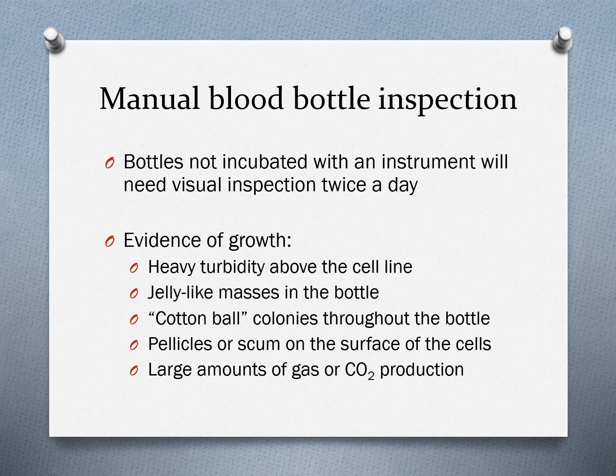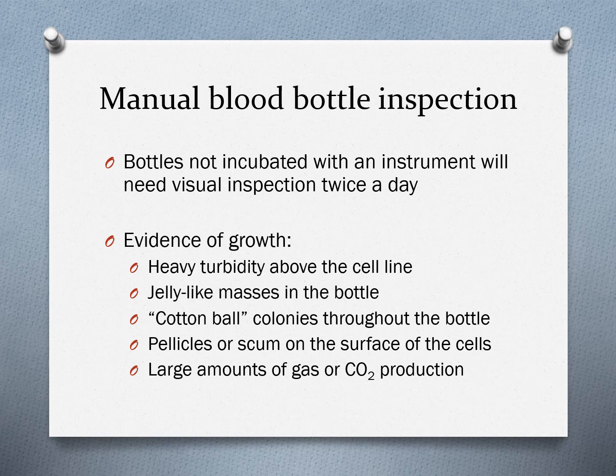Sometimes you can tell a bottle is growing by manually inspecting the bottle. Bottles that are not incubated on an instrument have to be visually inspected twice a day. There's a number of things that would indicate that you have growth in the bottle. Now, when you're inspecting these bottles, don't mix, tip, or shake the bottles. Instead, we want to look for evidence of growth. For example, we want to look for heavy turbidity across the cell line, and any organism can actually cause turbidity in the blood culture bottle.